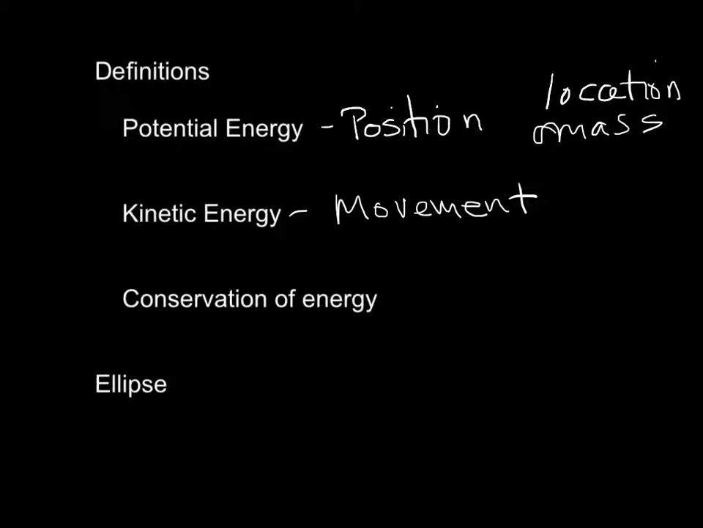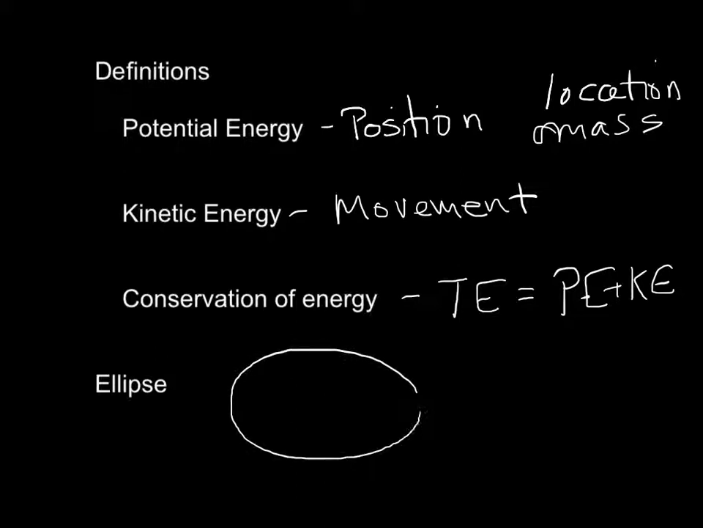The more movement, the more motion, the more velocity that an object has, the more kinetic energy that it has. Conservation of energy says that energy is neither created nor destroyed, but simply transferred from one form into another. So this would mean that the total energy in a system is going to be equal to the sum of all of the sources of energy. For example, potential energy plus kinetic energy, if that's all we have in a system, will be equal to the total energy.